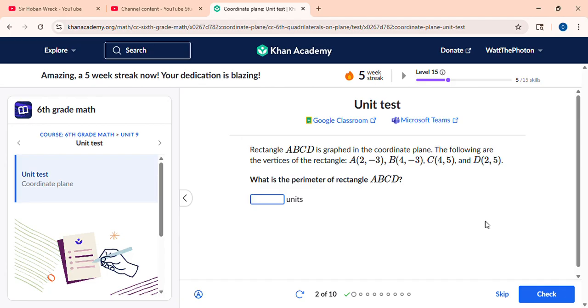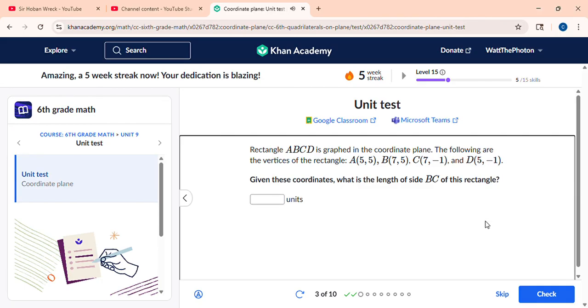What is the perimeter of a rectangle? So we have 2 times 2 plus 2 times 2. Well, it's going to take times 2 because there's 4 sides. 4 plus 4 is 8. 8 units. There we go.